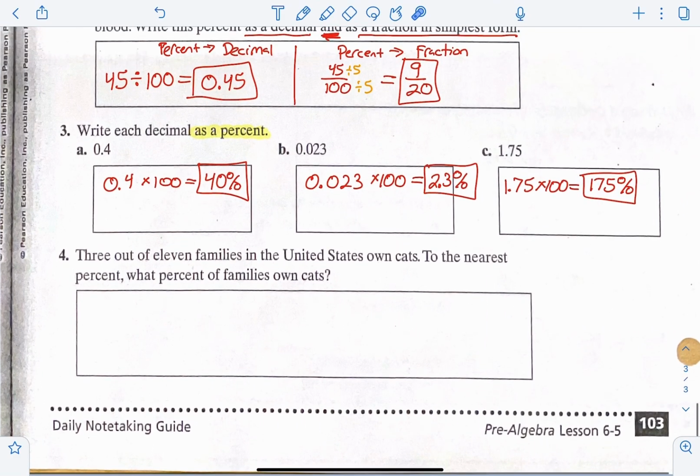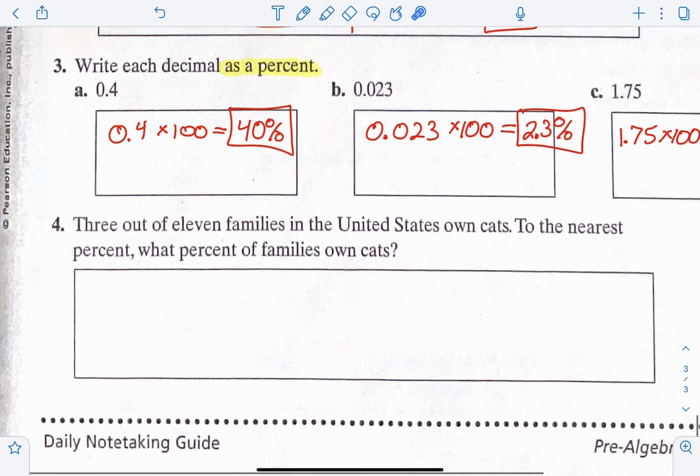All right, 3 out of 11 families in the United States own cats. To the nearest percent, what percent of families own cats? So 3 out of 11 is a fraction. So you're going from fraction to percent, which is just like we did at the very top where you had two steps, dividing top by bottom and then multiplying by 100 to get to your percent. So go ahead and pause the video and try this one on your own, and then we'll come back together and check it.